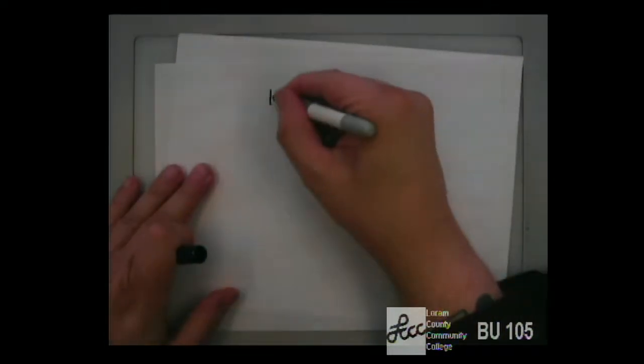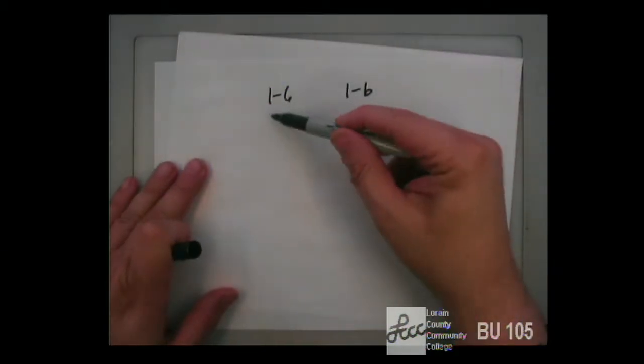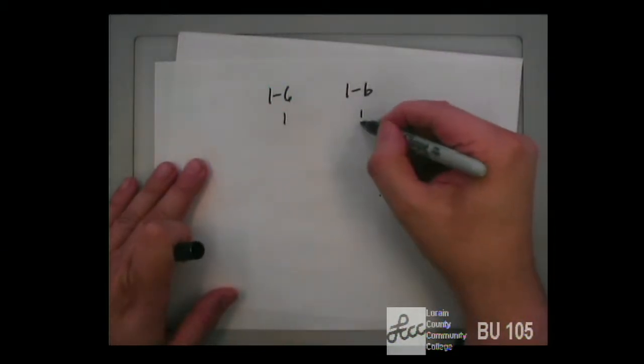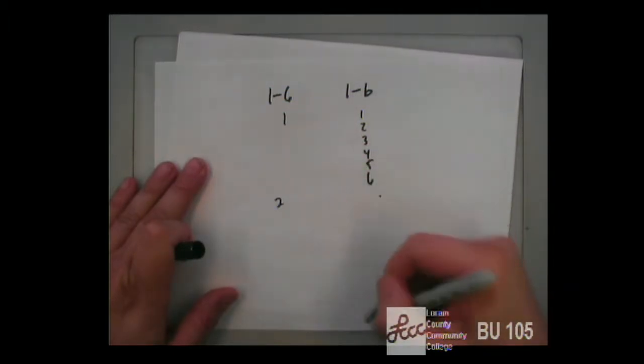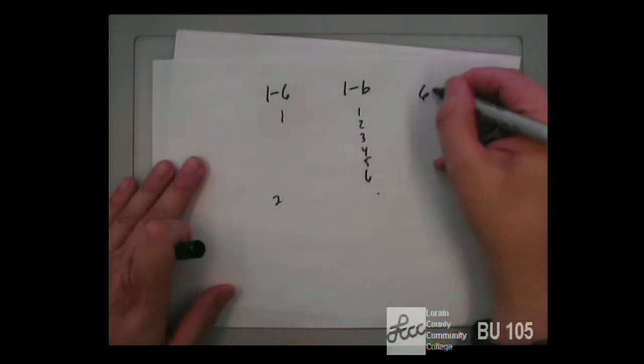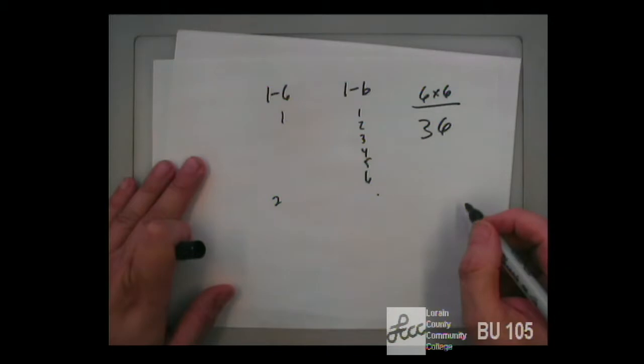Dice can roll 1 through 6. If you have 2 of them, you could roll a 1 with a 1, 2, 3, 4, 5, 6; a 2 with a 1, 2, 3, 4, 5, 6. In other words, 6 times 6 possibilities, or 36 possibilities.